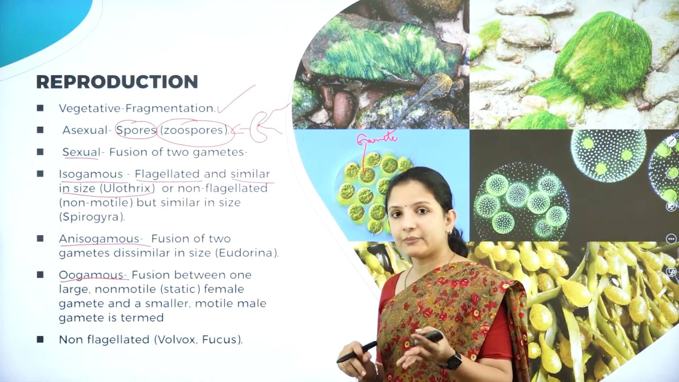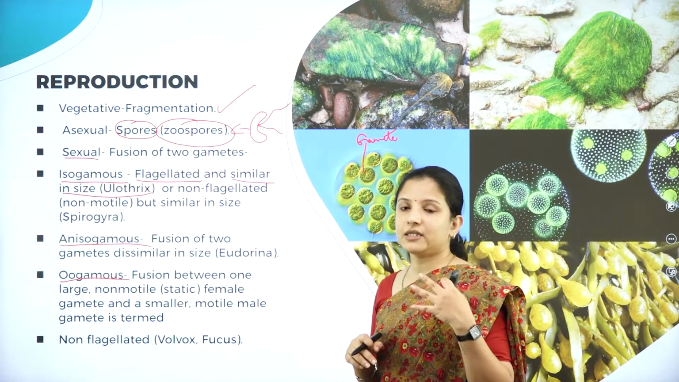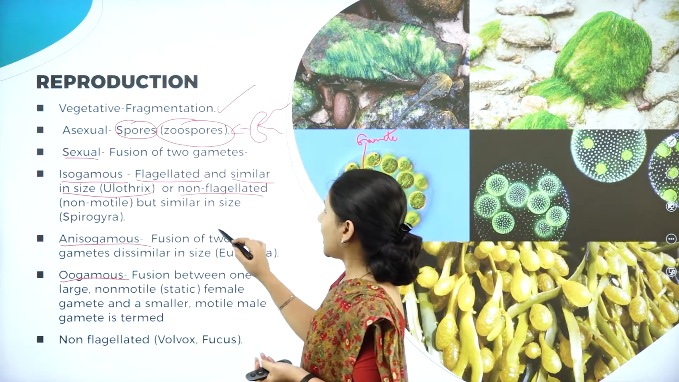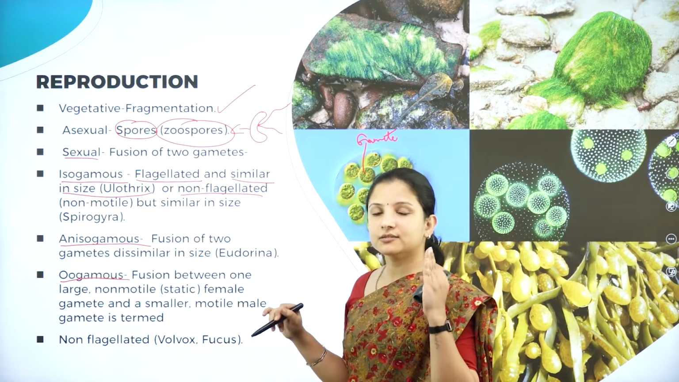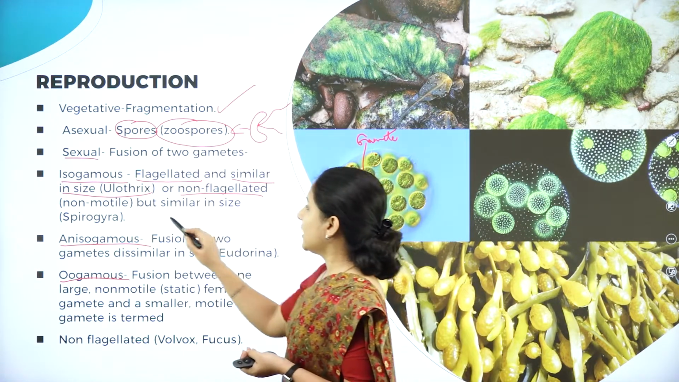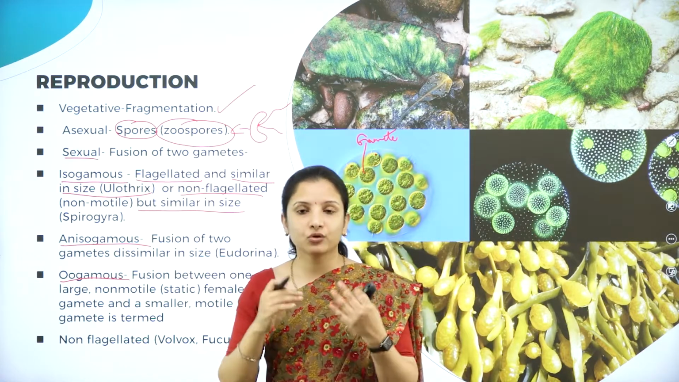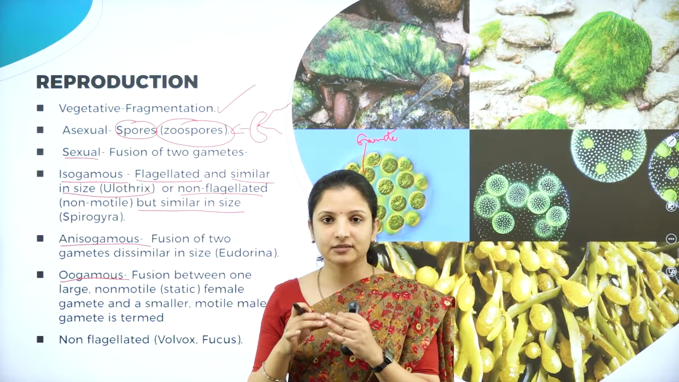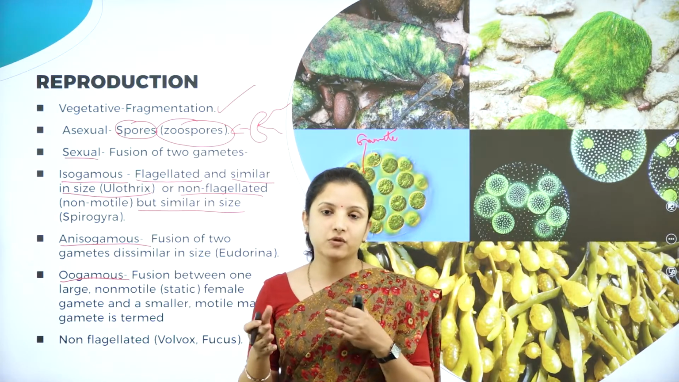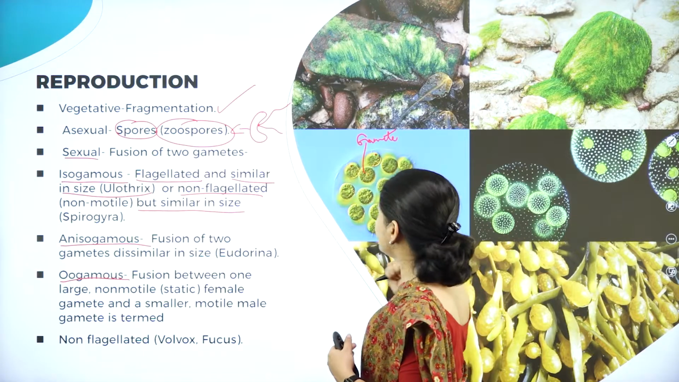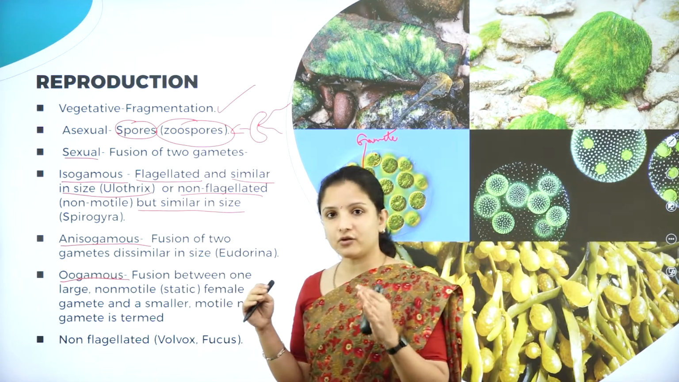And there are some gametes which are non-motile, that means they do not have flagella. Some isogametes are non-flagellated, that is, they do not move, they are non-motile, and they are also similar in size. So what is isogamous? Those gametes which are similar in size, which cannot be distinguished from one another, are called isogametes. One more best example for isogametes is Spirogyra.